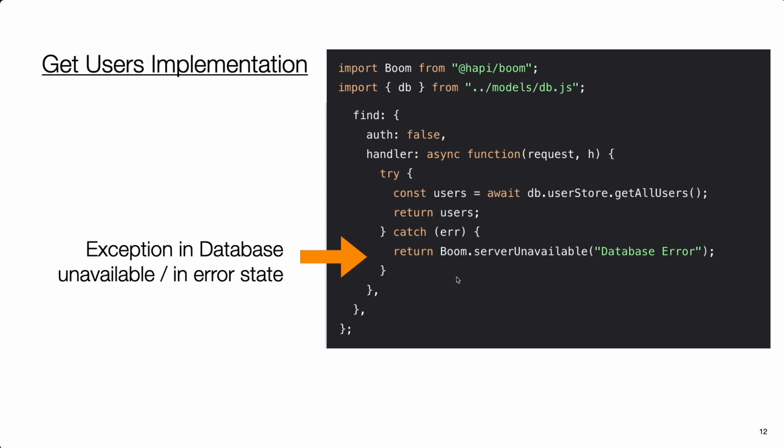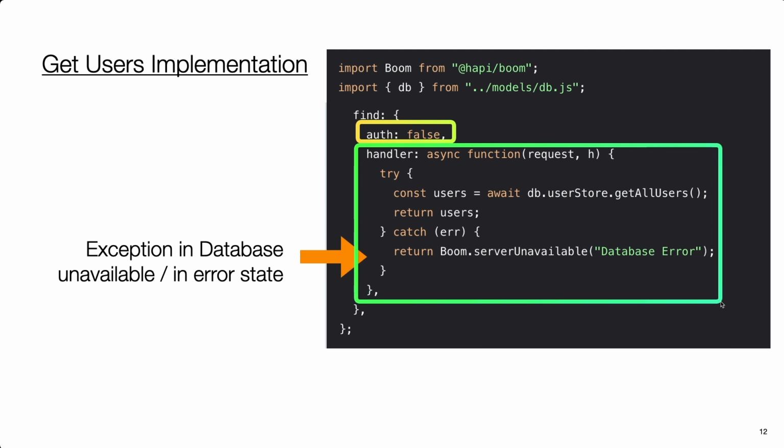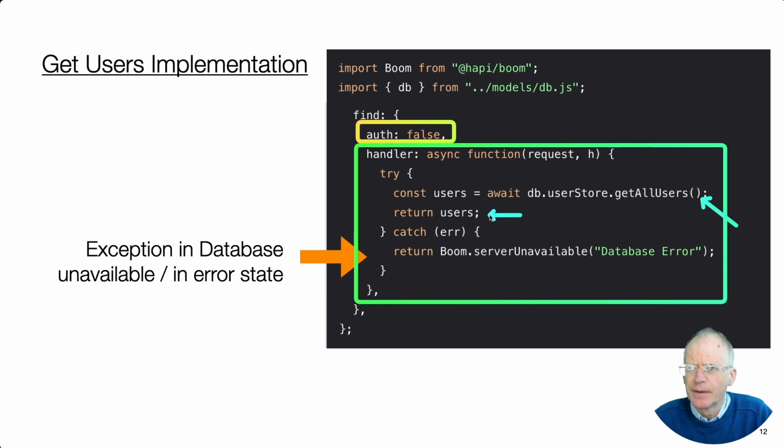So this is the implementation. It looks very much like a standard controller we've implemented before. We have authentication turned off for the moment. We'll be revisiting that. This is our handler, and all we're doing in the handler really is invoking store getAllUsers and returning those users. So what's different here from what you're used to is that we are not generating a view. We're not invoking the view subsystem to assemble a page out of our templates. All we're doing is returning JSON data.